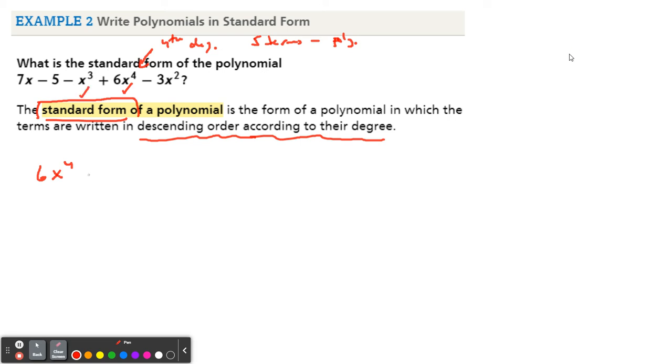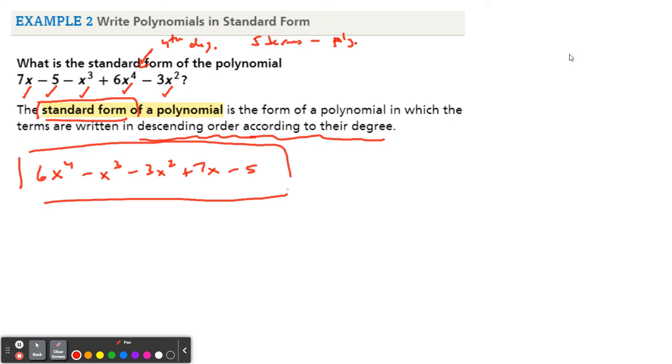It is a minus x to the 3rd. And then the next one is the 3x squared. It's a minus 3x squared. And then the next one is the 7x. It's a positive 7x. And then the last one is the constant. It has no variables, so its degree is 0, minus 5. And there is your polynomial written in standard form.